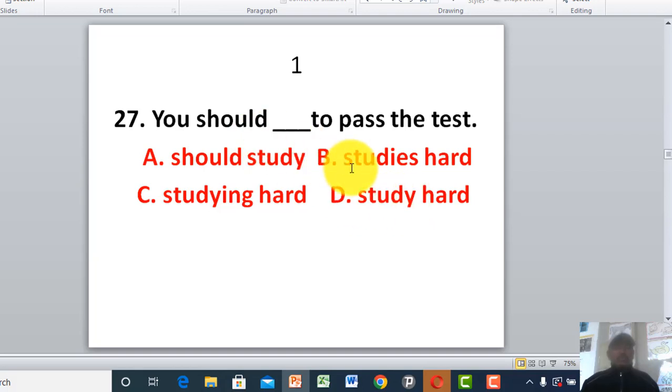So let's see. Should plus an infinitive verb, which is called head word, plus suffix. So let's see, should plus verb one is appropriate. You should study hard completes the sentence. So the answer is D.